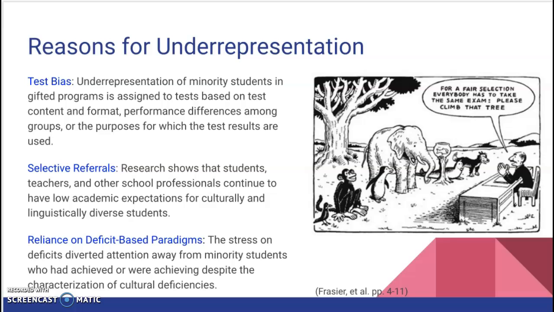Referrals, the second reason, selective referrals. Referrals are generally the first step that is used in the identification process. And research has shown that students, teachers, and other school professionals continue to have a low academic expectation for culturally and linguistically diverse students. So they're less likely to refer culturally different students for gifted programs.